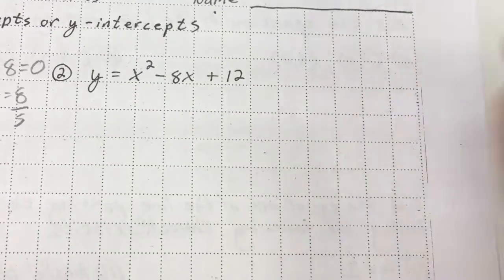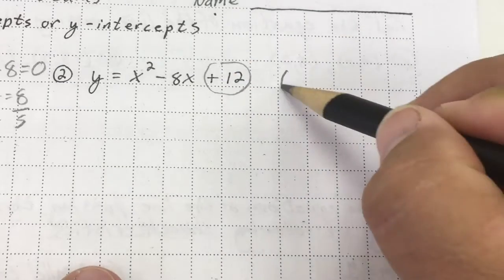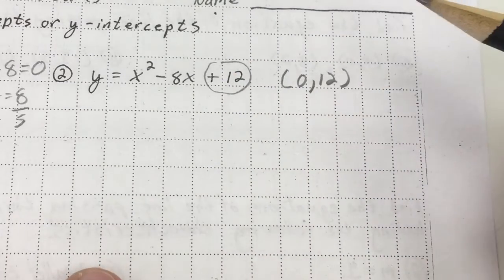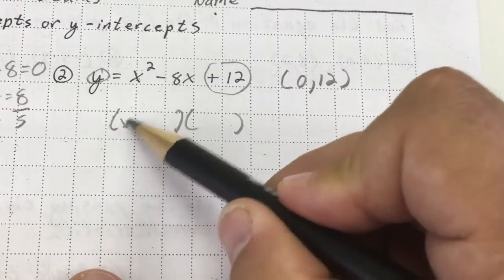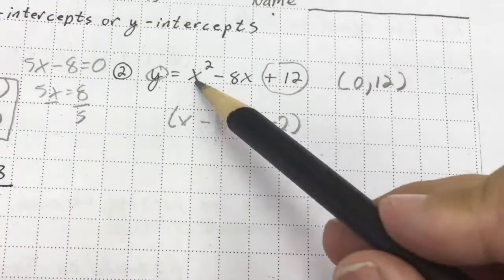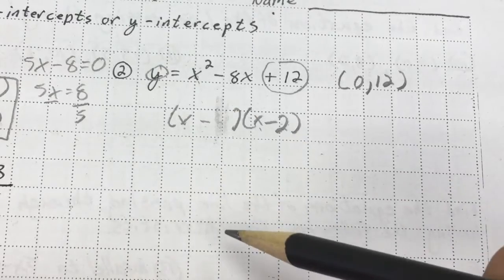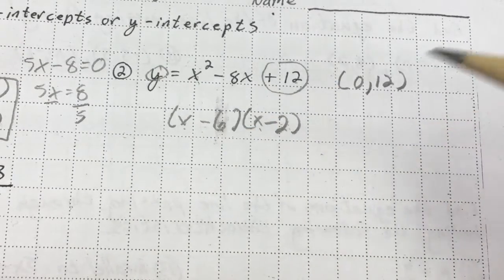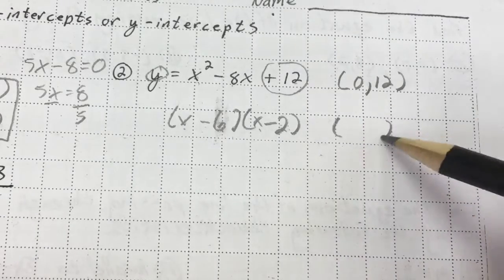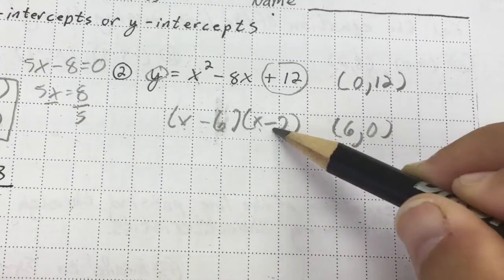Y-intercept, x-intercept. Number 2, any intercepts. Again, the y-intercept is pretty straightforward. The y-intercept is going to be (0, 12). For the x-intercepts, I want to set y equal to 0 and then factor it. So when I factor this, x times x equals x squared, and then 6 times 2 equals 12, and negative 6 and negative 2 add up to negative 8. So I'm going to get 2 x-intercepts, and that's going to be at (6, 0) and (2, 0).